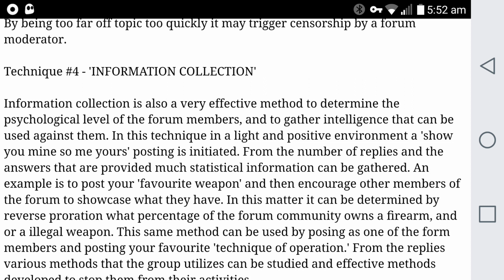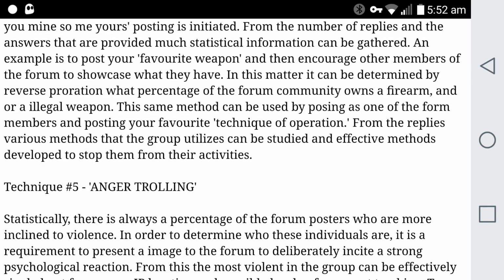An example is to post your favourite weapon and encourage the other members of the forum to showcase what they have. In this matter, it can be determined by reverse proration what percentage of the forum community owns a firearm and or an illegal weapon. The same method can be used by posting as one of the forum members and posting your favourite technique of operation. From the replies, various methods that the group utilises can be studied and effective methods developed to stop them from their activities.